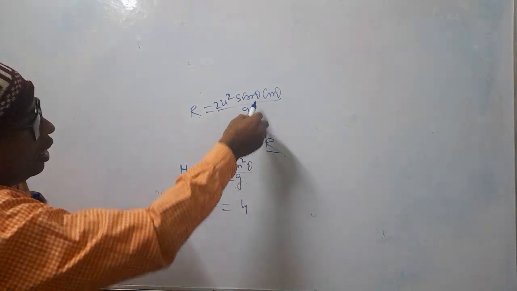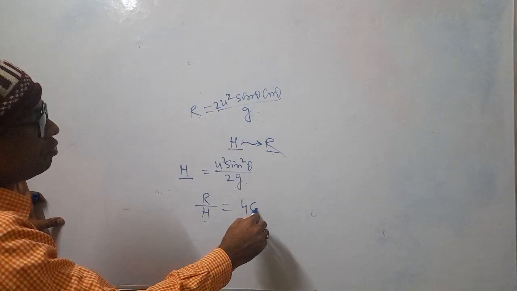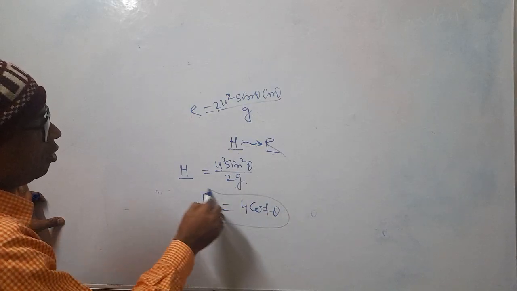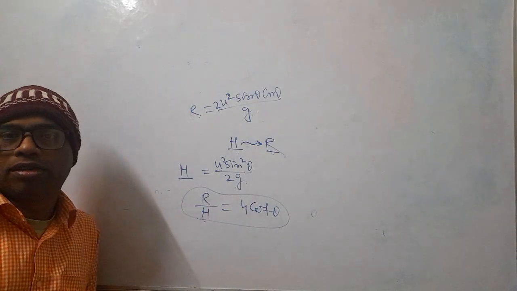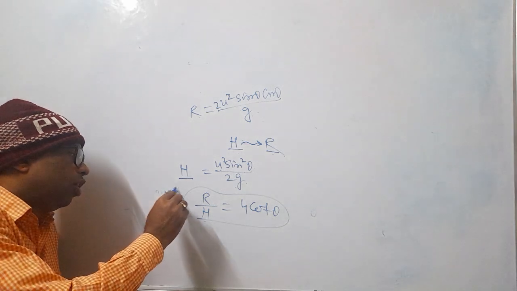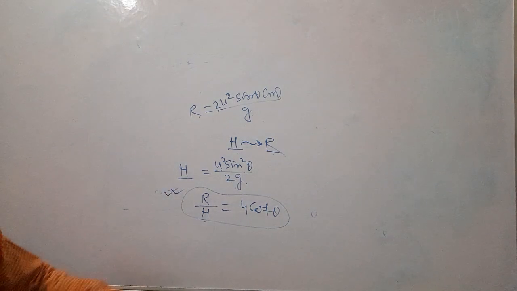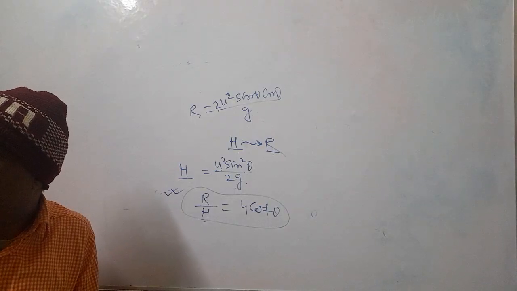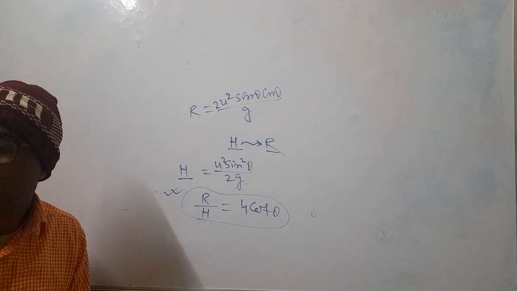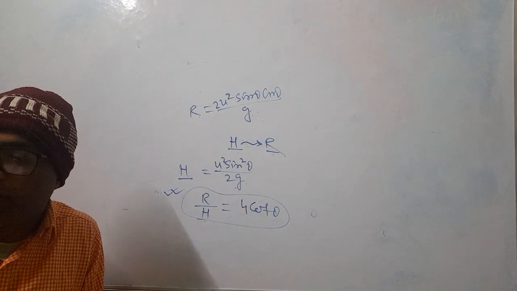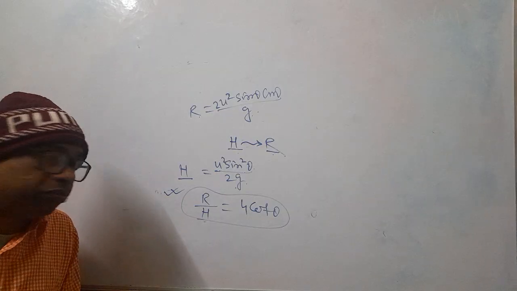G cancels, sin theta cos theta by this, that is 4 cot theta. So you get another equation. This also you just memorize. ये दिमाग में रहना चाहिए. Whenever it is necessary, you can apply it in your problem. Okay.